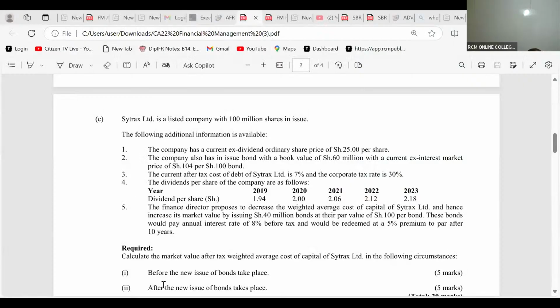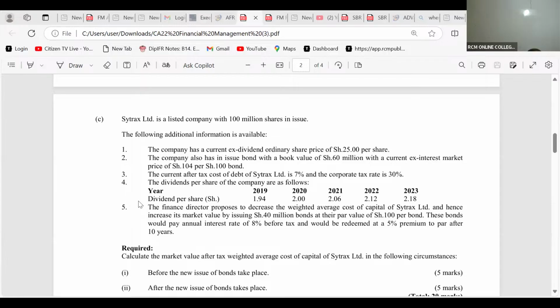All right. So then we look at part 2 of this question. Now part 2 is after the new issue of bonds takes place. You see, when we issue bonds, then we expect to get a new KD. So this new KD is here.